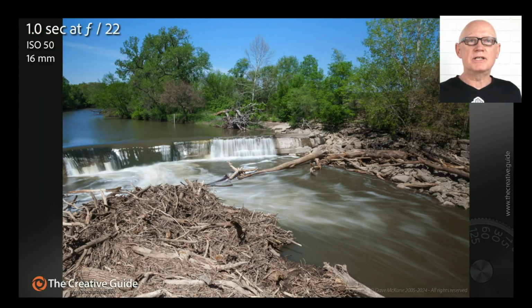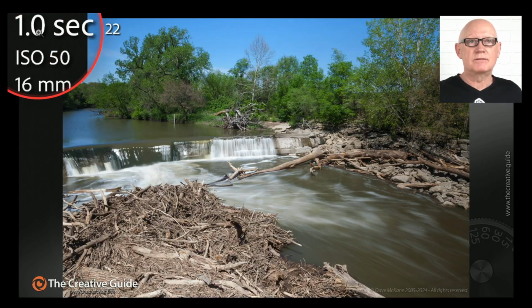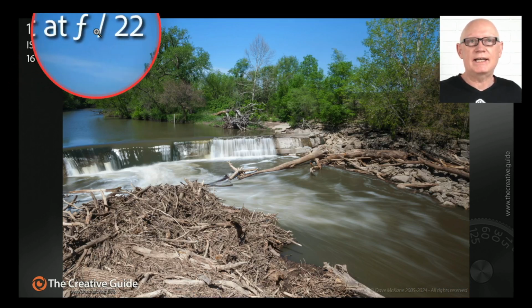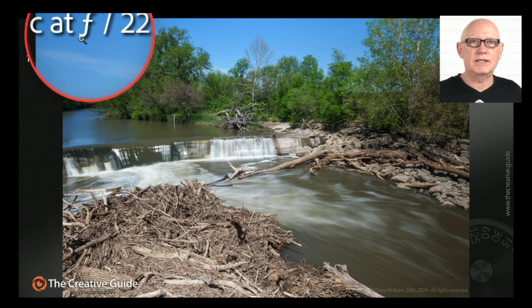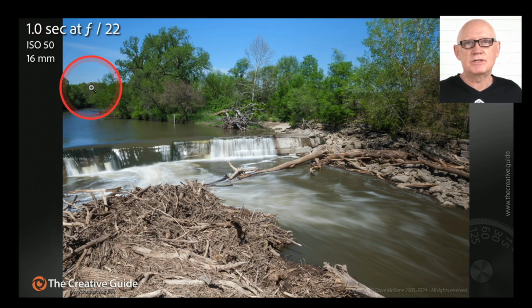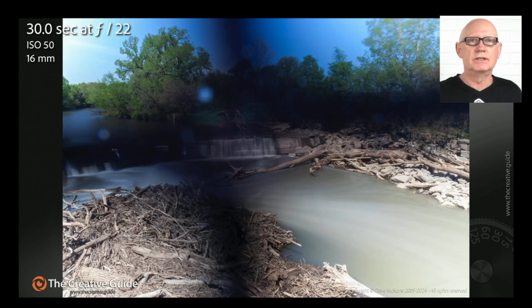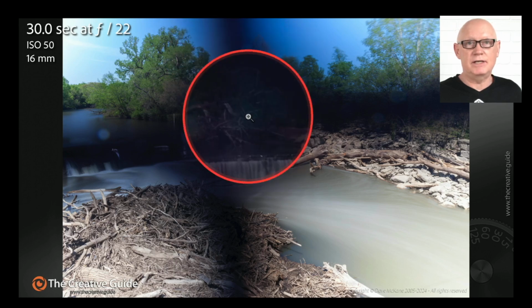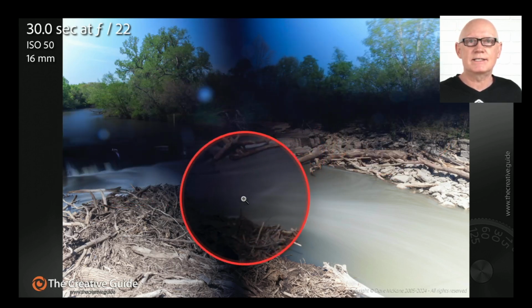Here we are on a bright sunny day, and I've maximized. So 1 second is all I can get at f/22, no smaller aperture to let the light in. ISO on that camera goes to 50, and I'm at 16 millimeters. That's about as good as I could do. It's okay, but I was curious to see what would happen if I made those shutter speeds much, much longer. So 30 seconds with the variable neutral density filter dialed back into its full amount, I get this.